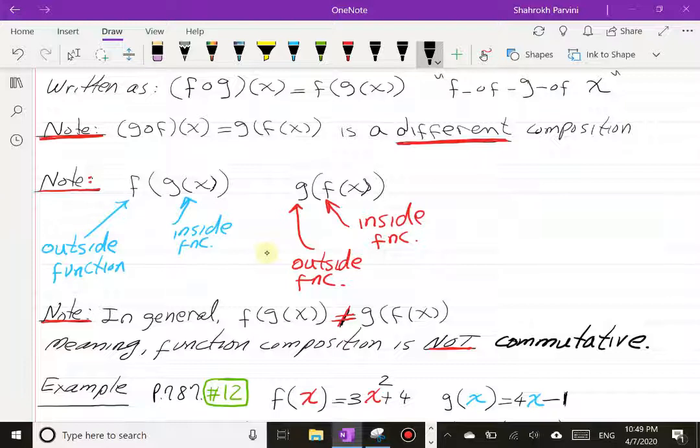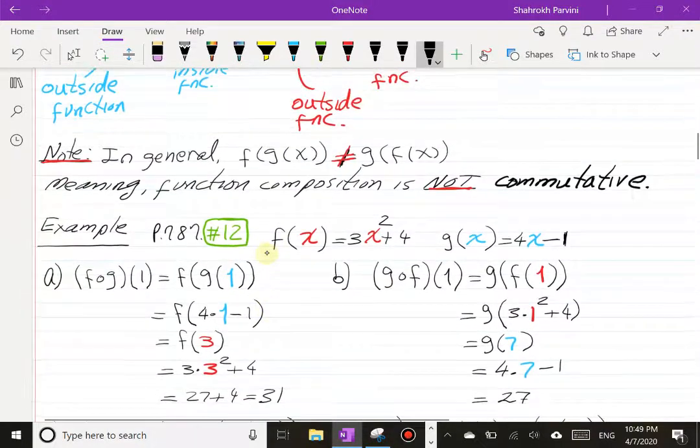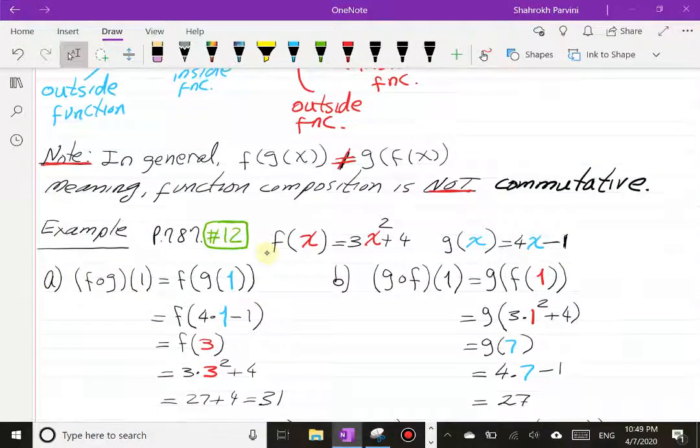This is exercise number 12. So we are given two functions, f of x and g of x. So f of x is 3x squared plus 4, and g of x is 4x minus 1. Okay. Now, here is part A and B. In part A, the question asks to do f of g of 1. Okay, f of g of 1.